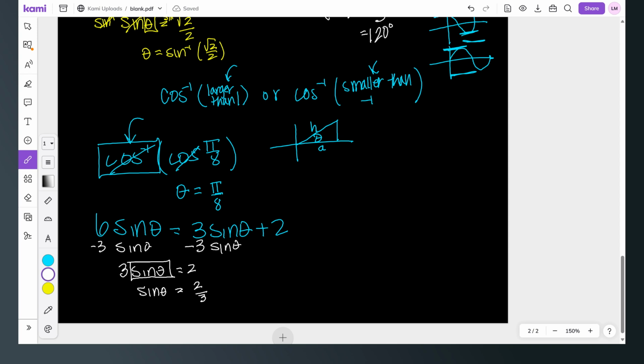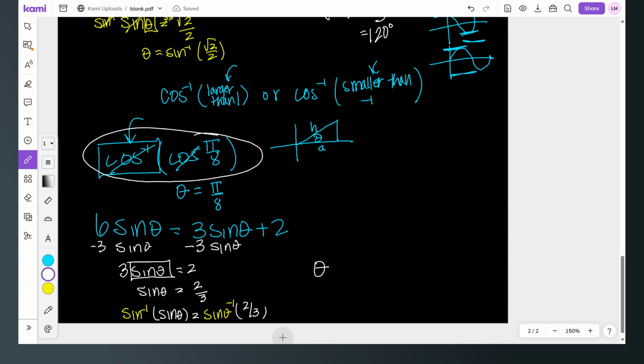Now I'm going to apply sine inverse to both sides of this equation. So sine inverse of sine theta equals sine inverse of 2/3. Okay, so I've applied that to both sides. Well, cool thing about the left side, sine inverse of sine, just like we saw cosine inverse of cosine, gives me theta. And so now I have theta equals sine inverse of 2/3.